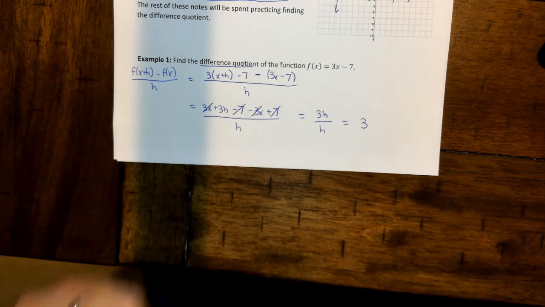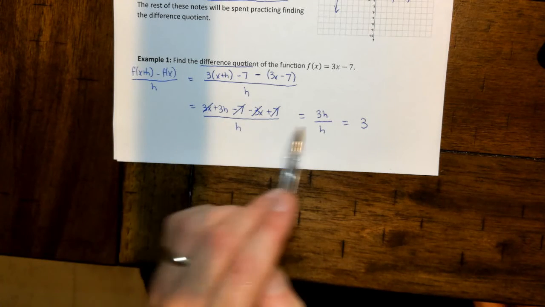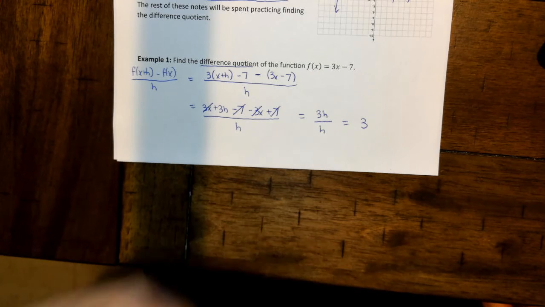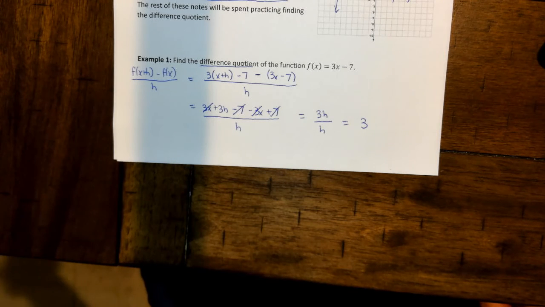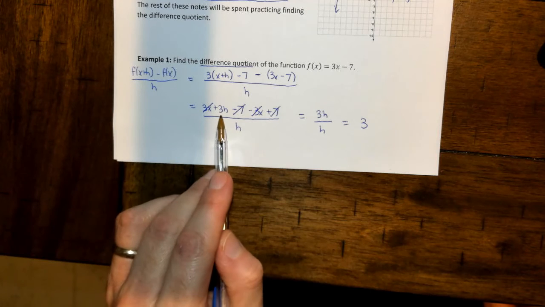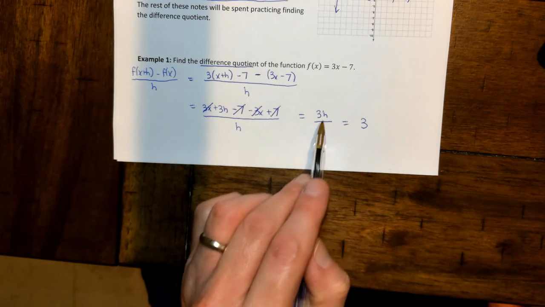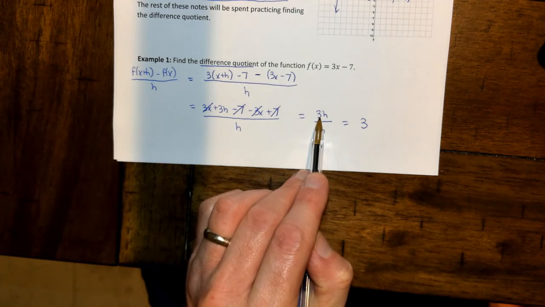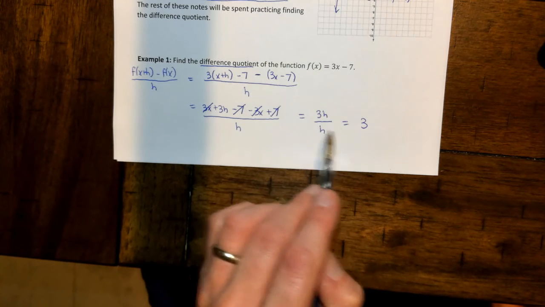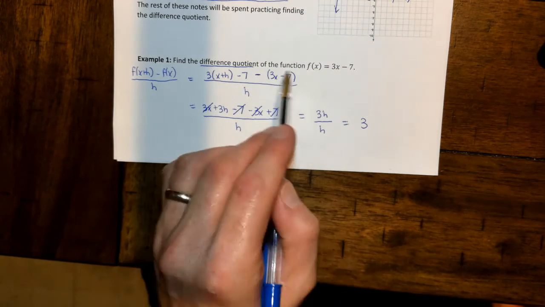What is always going to happen if you do this right is your numerator is always going to have an h you can factor out. Okay? I want to say that again. If you do this process right, the numerator is always going to have an h that you can factor out all the way through. And in this case, we got 3.